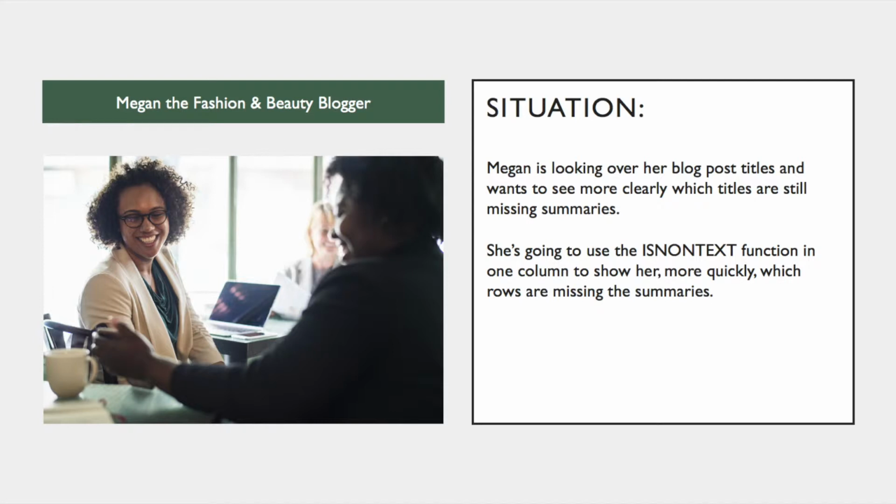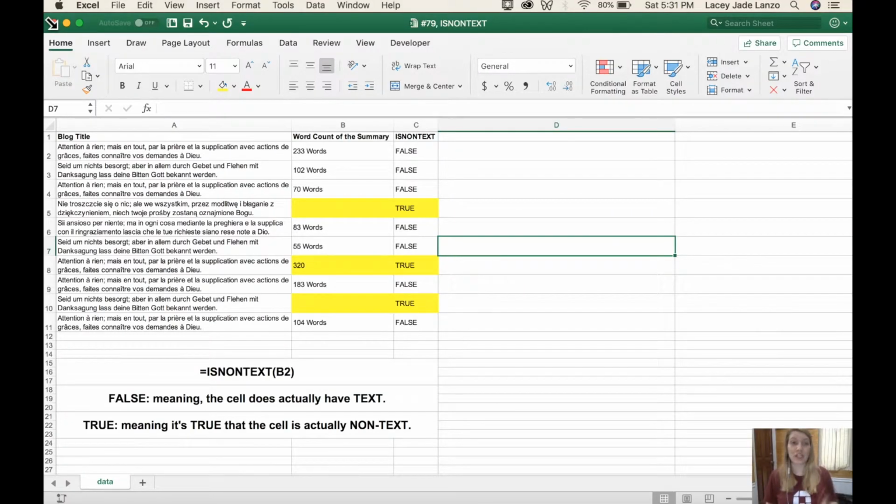And today we're going to be talking about Megan, the fashion and beauty blogger. Now Megan is looking over her blog post titles and wants to see more clearly which titles are still missing summaries. She's going to use the ISNONTEXT function in one column to show her more quickly which rows are missing summaries.